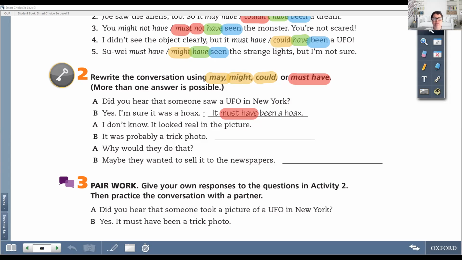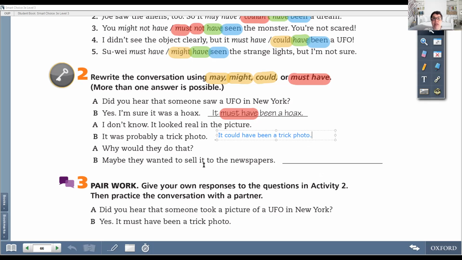So how can I make it? Then we can choose. We can use could, we can use may or might. So let's use could. It could have been a trick photo, okay? Very good. It could have been a trick photo, probably, right? Now, why would they do that?